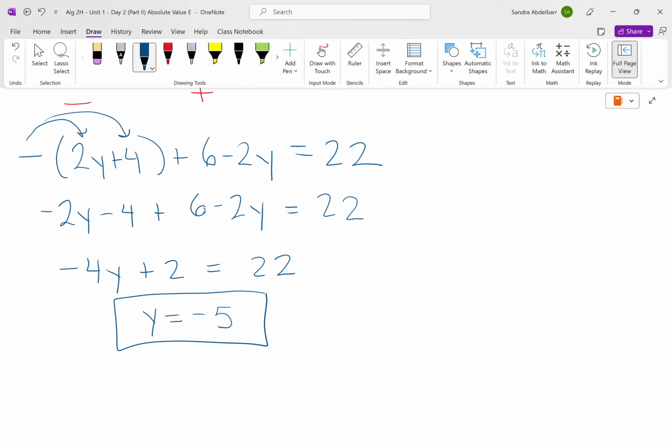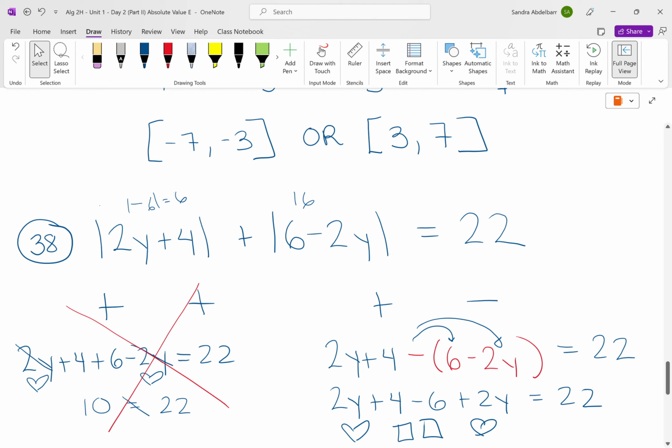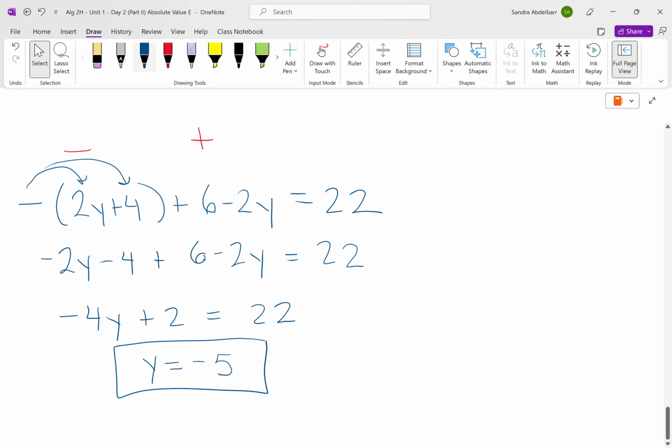How did the one with the first being positive and the second being negative, y equals 6, how did that work out? You want to see the check? Is that what you're saying? Okay. So we have 2 times 6 is 12. 12 plus 4 is 16. Absolute value of 16 is 16. Then y equals 6, so 6 minus 12 is negative 6. Absolute value of negative 6 is 6. 16 plus 6 is 22. Okay.